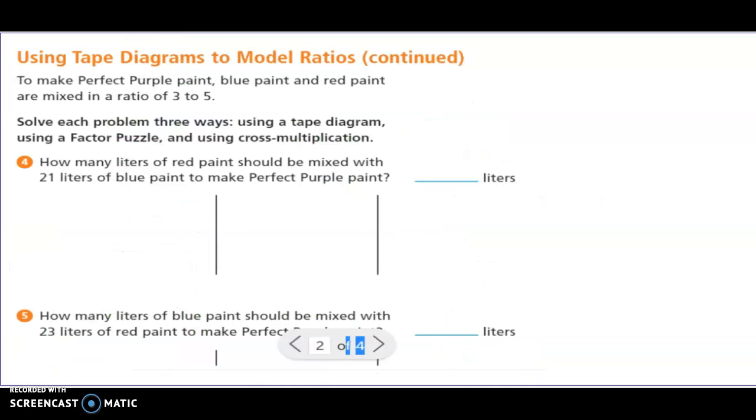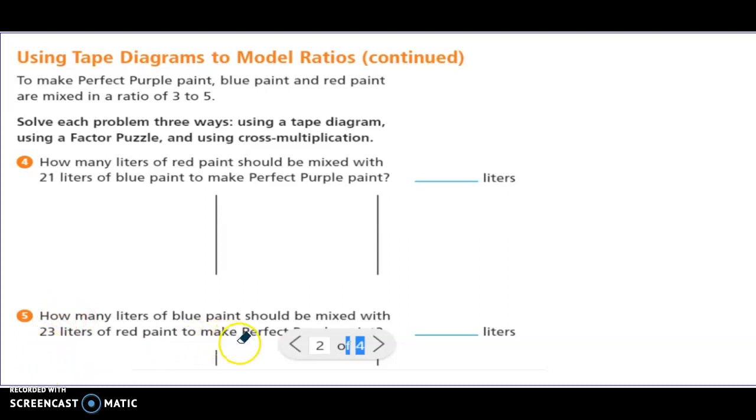Okay, here you see that they have taken away everything from us. So I'm just going to do one example so this video doesn't go over. How many liters of red paint should be mixed with 21 liters of blue paint? I'm going to pause and write it in so I don't use up time.